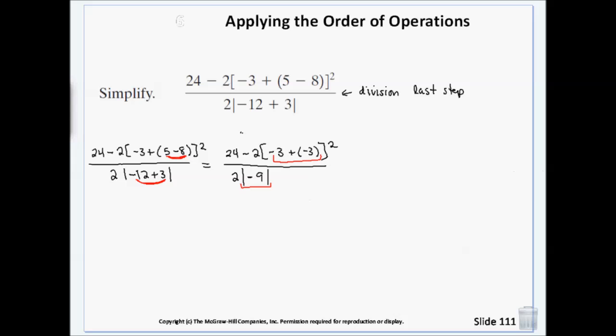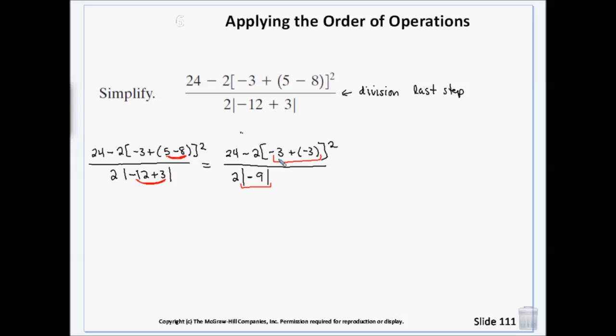Excuse me, before you go on. Sure. I noticed that in the numerator you changed the 5 minus 8 into that negative 3 plus. How did you change from the top step to the next? Okay, this right here is exactly right here: 24 minus 2, bracket negative 3 plus 5 minus 8 squared. So all I did from here to here is 5 minus 8 is negative 3. So I combined those two and got this negative 3. Yes, that's exactly what I'm doing.